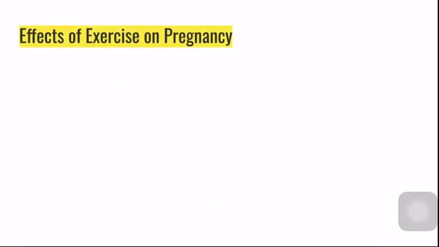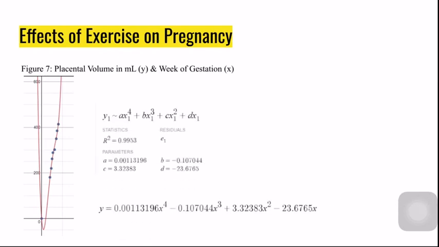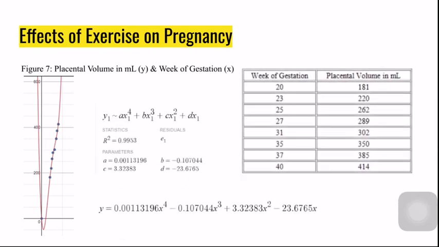In Figure 7, placental volume is represented in milliliters on the y-axis as a function of the week of gestation on the x-axis. The quartic polynomial that best defines the function is 0.00113196x^4 - 0.107044x^3 + 3.32383x^2 - 23.6765x, with an R-squared value of 0.9953.